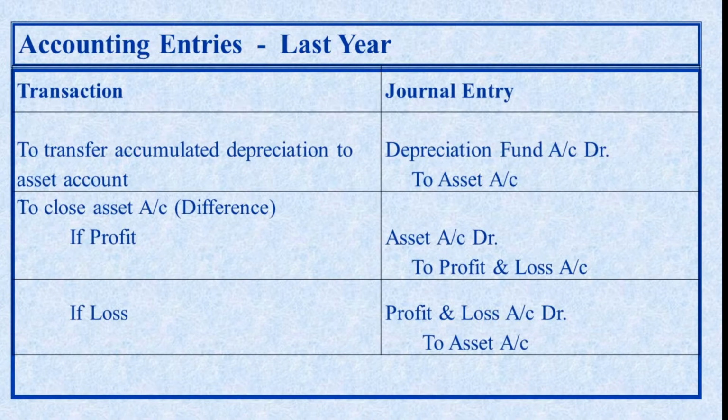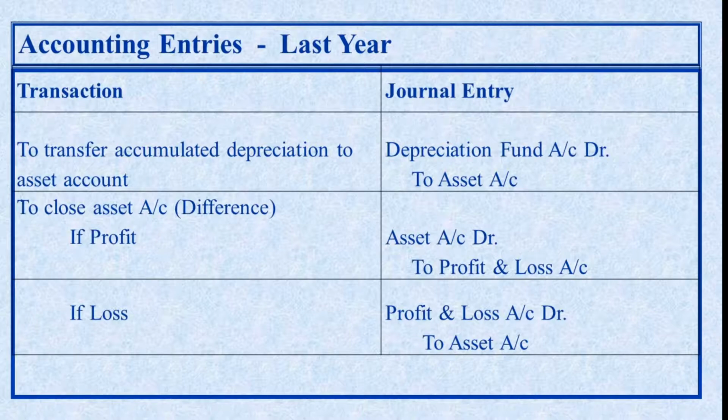At the end, accumulated depreciation in the depreciation fund account is transferred to asset account by passing an entry depreciation fund account debit to asset account. That is, depreciation fund account is closed by transferring whatever balance that is appearing in the depreciation fund account to an asset account.